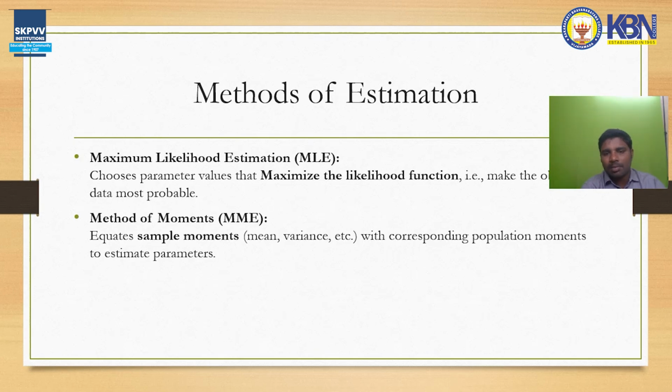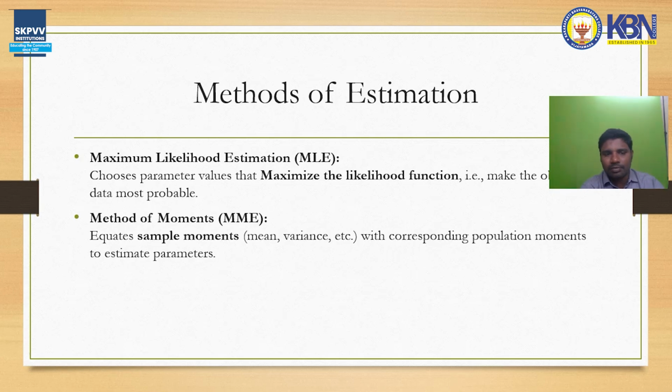Maximum likelihood estimation maximizes the likelihood function, which makes the data most probable. The likelihood function is the product of the n independent densities of the sample data. First we find the likelihood function. After that we maximize it by taking the logarithm and calculating the partial derivatives with respect to the parameter theta, for example, and equate them to 0. We get the parameter values from these equations. That is the maximum likelihood estimation process.